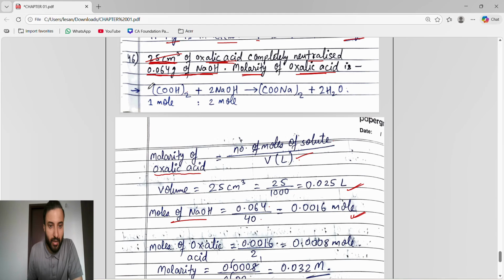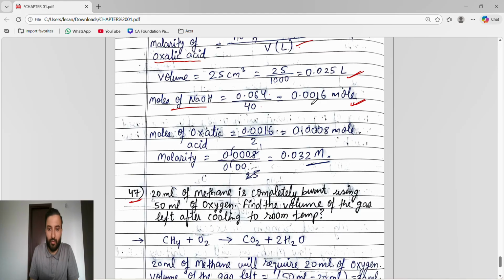Now we will see here, 1 mole of oxalic acid is to 2 mole of NaOH. So, what is the mole of oxalic acid? Mole of oxalic acid is nothing but half of mole of NaOH. So what we will do is find the mole of NaOH. Then mole of oxalic acid is half of mole of NaOH. So we will do this and you will get the mole of oxalic acid. So molarity means mole of oxalic acid divided by this 0.0025, the volume. When you divide this, you will get 0.032 molarity.